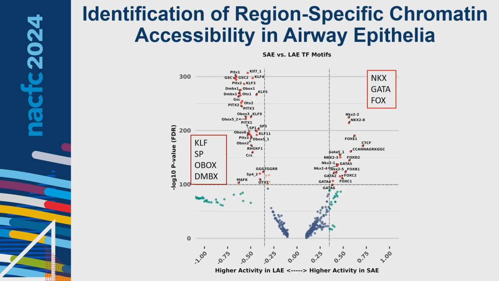Next, using our chromatin accessibility data, we were able to identify region-specific chromatin accessibility in our airway epithelia. This was through looking at active transcription factor motifs in either our small or large airways. And these active transcription factor motifs were seen across cell type for each large or small airway. So NKX, GATA, and FOX are active in small airways across the board rather than cell type specific.